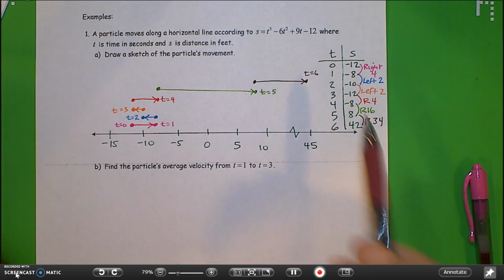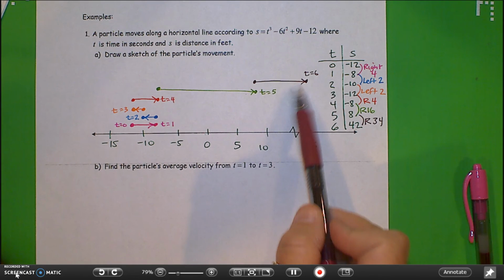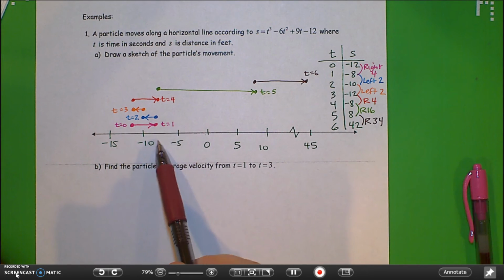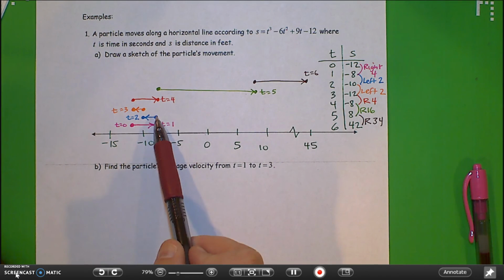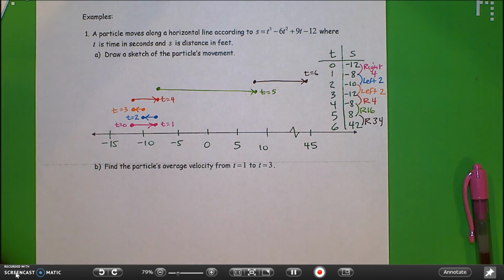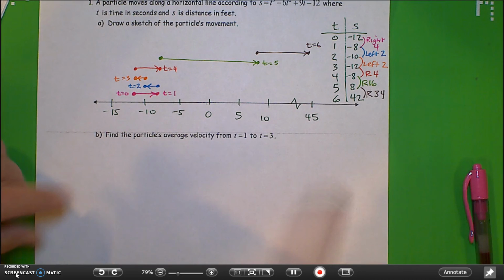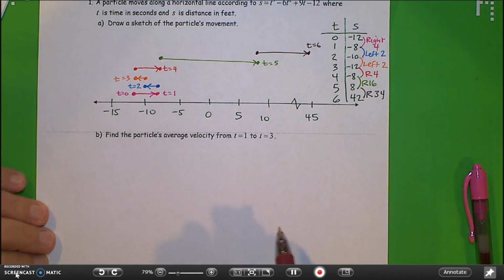So my fastest time was between 5 and 6 seconds. Times that I was moving left are from 1 second to 3 seconds. I was moving to the right all those other times. Actually, I want to look at the time from 1 to 3 seconds a little closer here. What if we were asked to find the average velocity from t equals 1 to t equals 3?